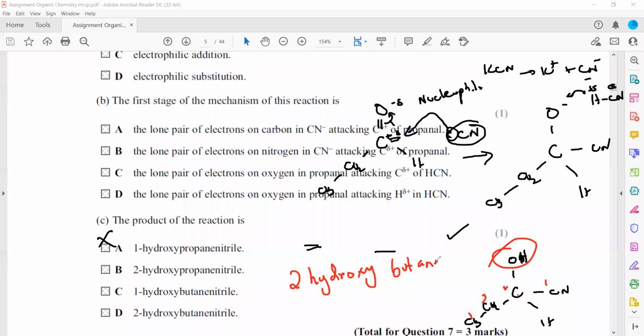So, but we will write ANE in full. What is the reason for that? Because the functional group is not starting with a vowel. That's why it's butane. And then at the last, we write nitrile. So it is 2-hydroxybutanenitrile. That's the name of the product formed in this reaction. Is it clear, this one?